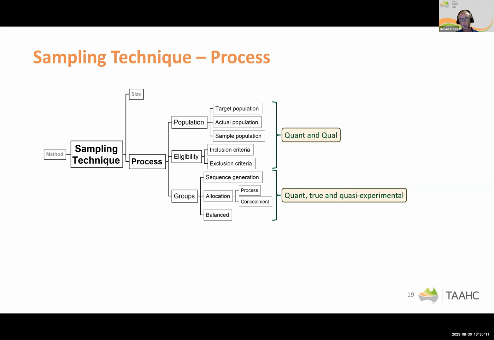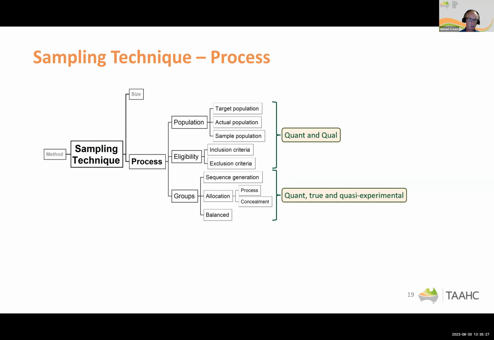You have to decide who your population is. So who are the people you actually want to be part of your research? That's both qualitative and quantitative. You have to figure that one out. Quantitative, it becomes a little bit more complex. Qualitative, perhaps not so much.